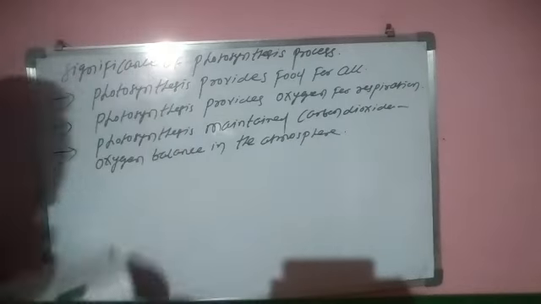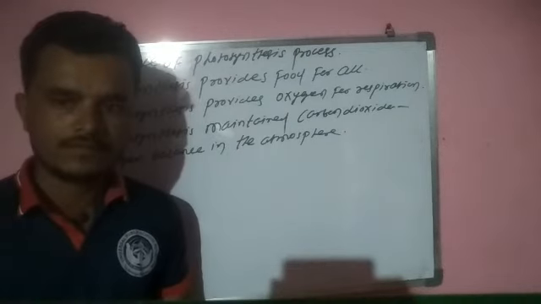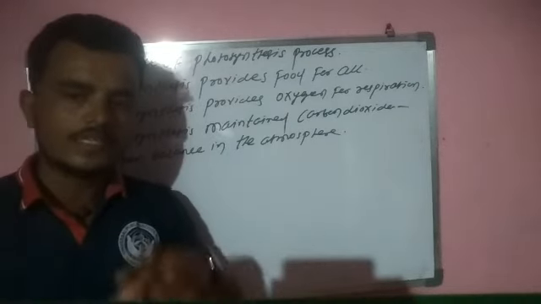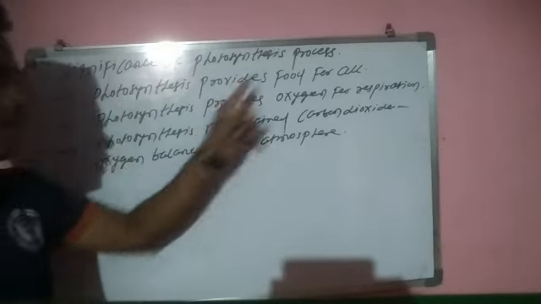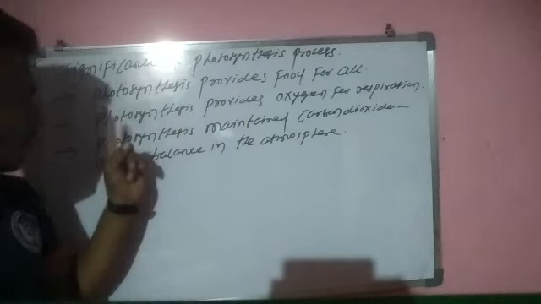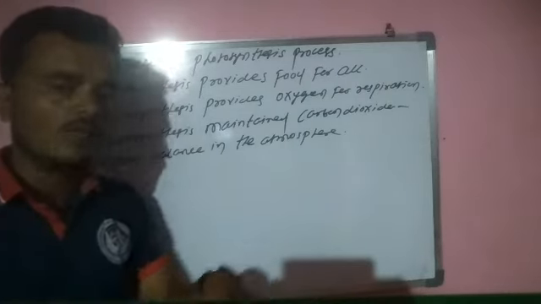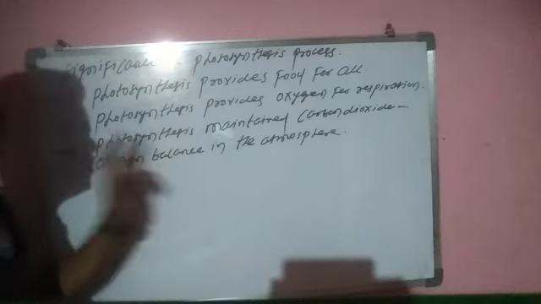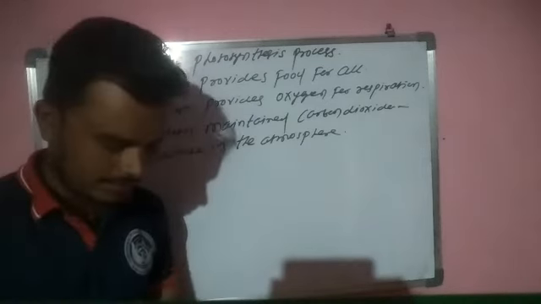So these are the significance and the importance of the photosynthesis process. Understand? So what are the significance of photosynthesis? One is photosynthesis provides food for all. Photosynthesis provides oxygen for the respiration process in living organisms. And next one, photosynthesis maintains carbon dioxide oxygen balance in the atmosphere.